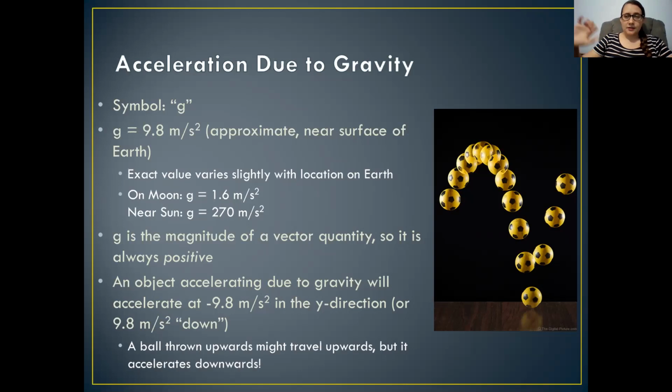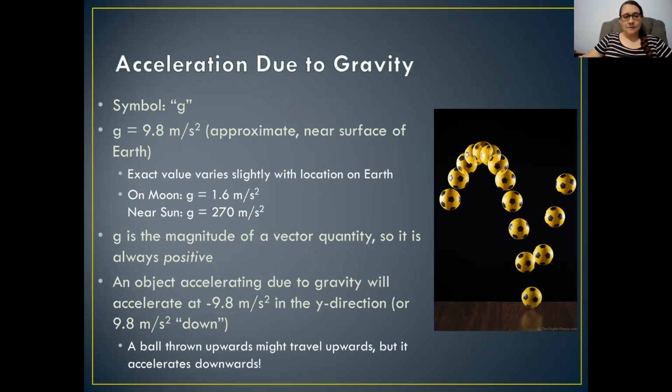On the moon, since the moon has less mass than the Earth does, your acceleration due to gravity is lower, right? That's why you see astronauts bouncing as they walk along the moon. So its acceleration due to gravity on the moon is 1.6 meters per second squared. Whereas with the sun, since the sun has so much mass, the sun's acceleration due to gravity is 270 meters per second squared. So things would behave very differently on the moon versus the sun versus the Earth.